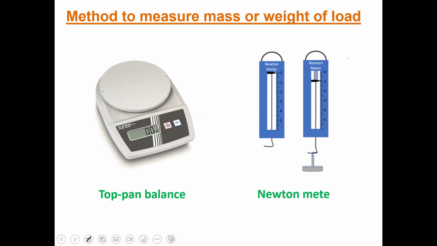Method to measure mass or weight of load. So I'm putting a top pan balance for weight. What do I get if I use a Newton meter? We can measure the weight, right? A Newton meter can be used to measure the weight, and a top pan balance can be used to measure the mass.